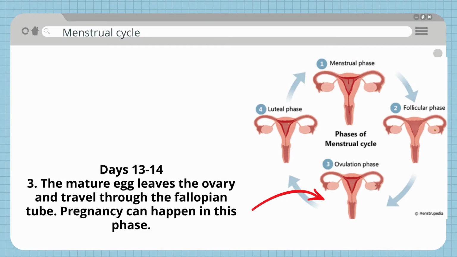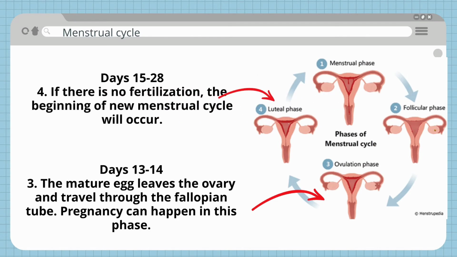Next, the third phase is the ovulation phase. During this phase, the mature egg leaves the ovary and travels through the fallopian tube. Pregnancy can happen in this phase. The last phase is the luteal phase. In this phase, if there is no fertilization, the beginning of a new menstrual cycle will occur.